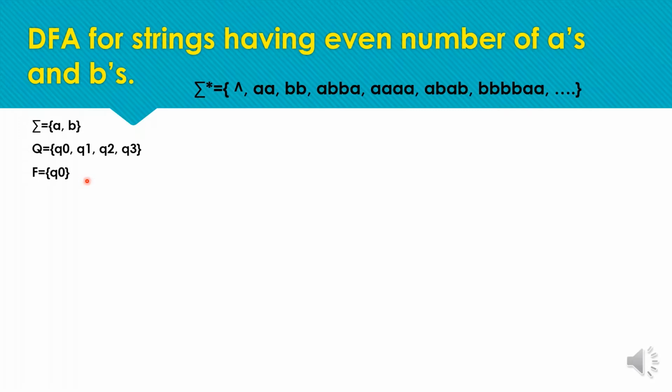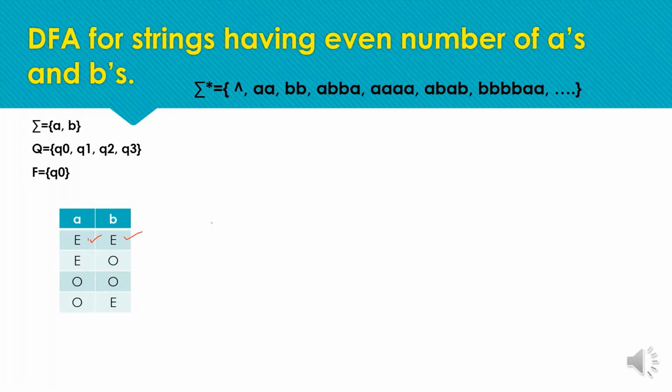Next, we have defined 4 states over here because the possible strings for this question can have 4 patterns. In such types of questions where we can have patterns of input, we have to define the number of states accordingly. Now 4 patterns are possible as we have 2 input symbols A and B. The first pattern can be if the string is having even number of A's and even number of B's. So this is the first pattern, string with even number of A's and even number of B's.